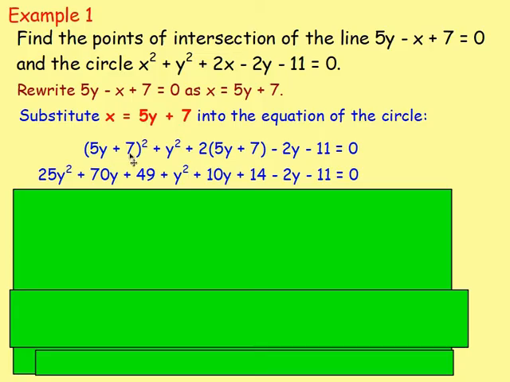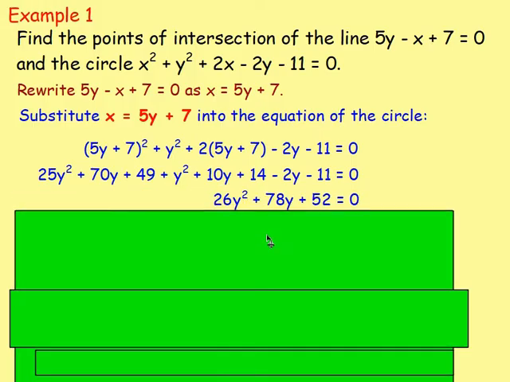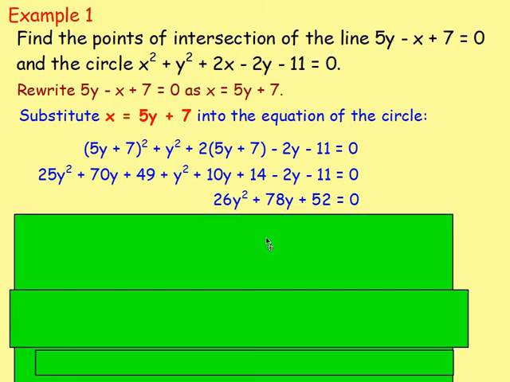So 5y plus 7 times 5y plus 7, multiply that out, you get 25y squared plus 70y plus 49. You've still got plus y squared, multiply out this bracket as well, and these terms will stay as they are. From there, you can gather all the like terms together. So we've got 26y squared, we'd have 78 for y, and we've got a plus 52. From there, we want to find out the point of intersection.